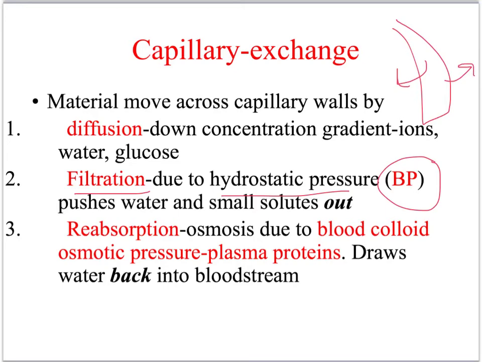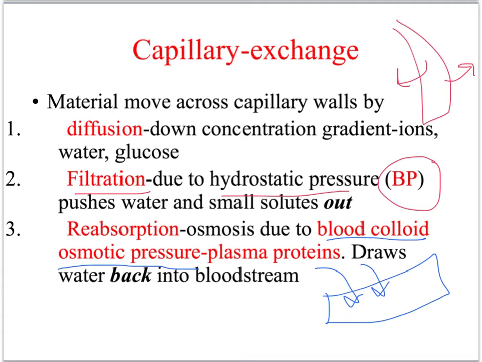Now, that fluid is going to have to come back into the blood vessel, and so for that, you're going to use blood colloid osmotic pressure, BCOP. So that's going to be drawing fluid back in. So BCOP, you need to know, is created by plasma proteins.